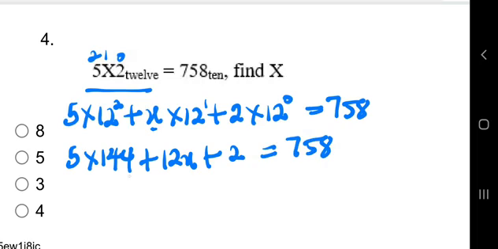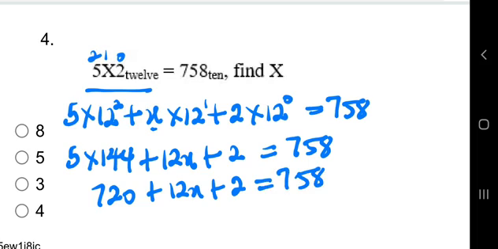5 multiplied by this, it is 20. We carry to 22, that is 720 plus 12x plus 2 equal to 758. We collect like terms. So this is 12x equal to 758 minus 720 minus 2.